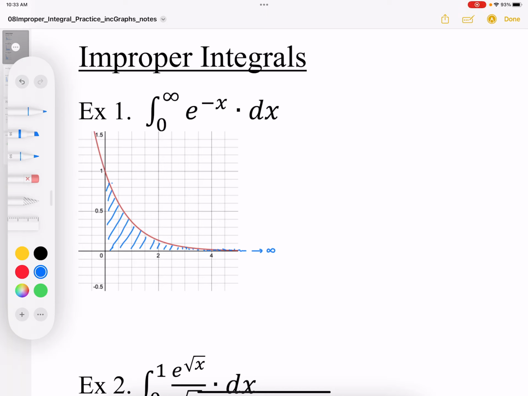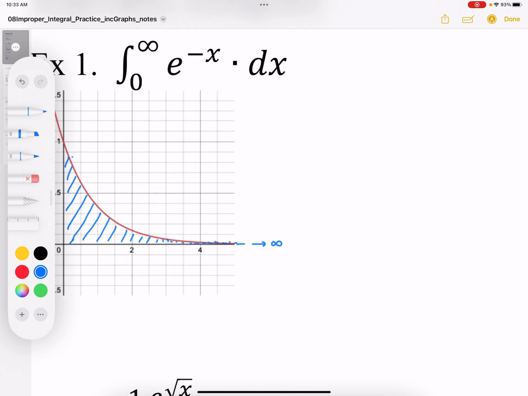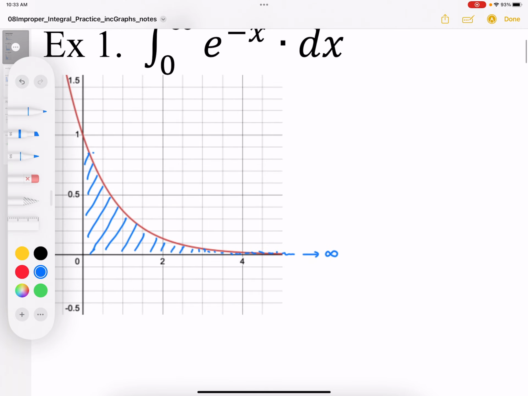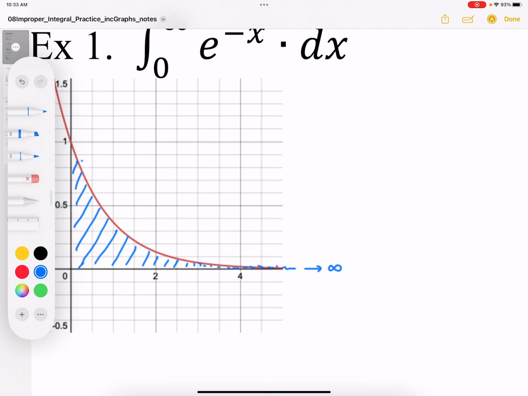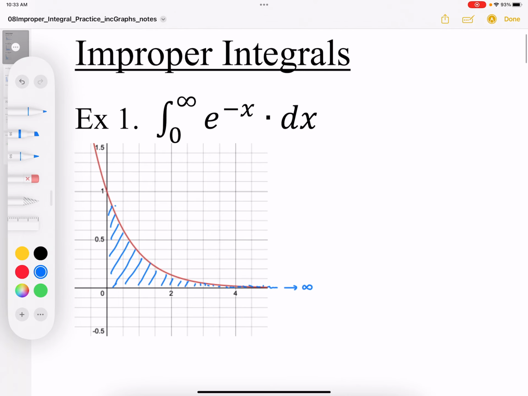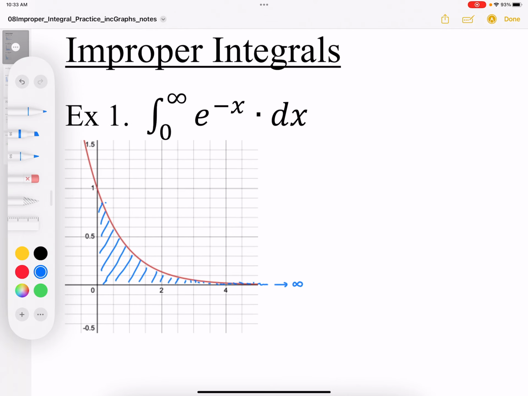In these examples, we're going to be doing improper integrals. And improper integrals are unbounded integrals for which we need to do formally with limits. So unbounded would mean that in this case here, we have an integral or an area that's unbounded at infinity. So we're going to use our limit notation to do this.